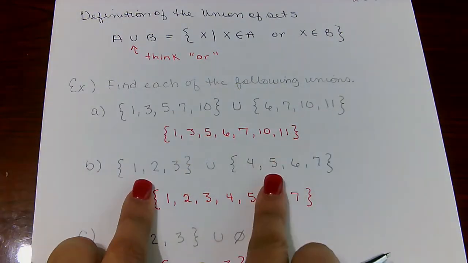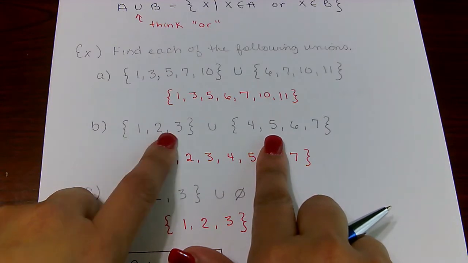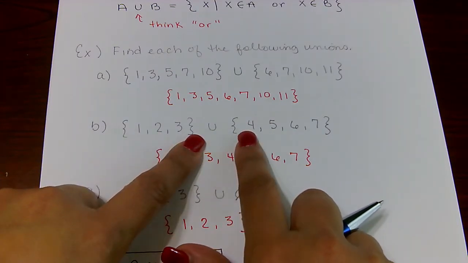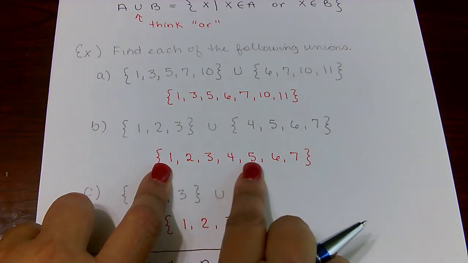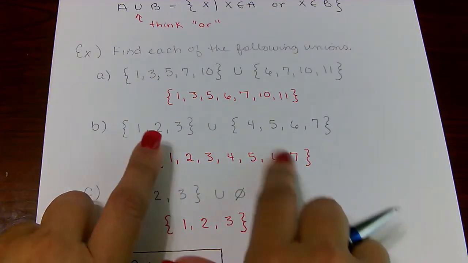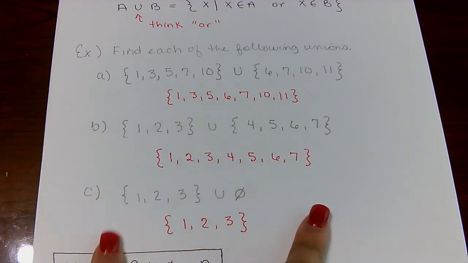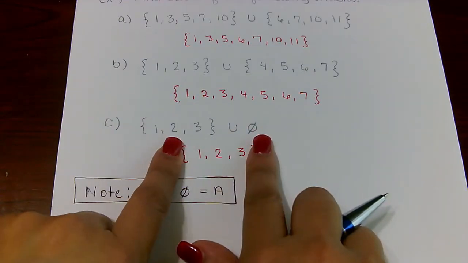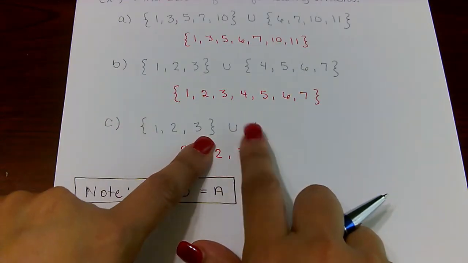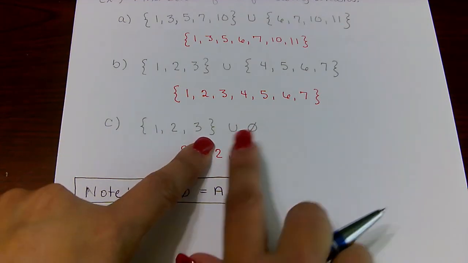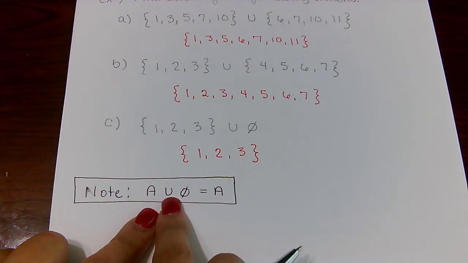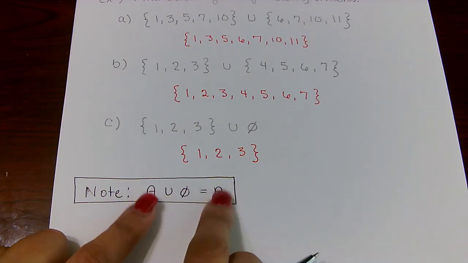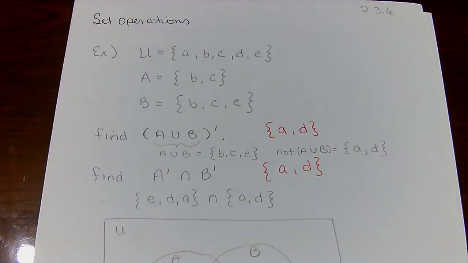Okay? Example 2. Here I have 1, 2, 3, or 4, 5, 6, 7. So I'm going to list 1, 2, 3, 4, 5, 6, 7. I'm happy with anything in either of these categories. Okay? Over here, it has 1, 2, 3, or an empty set. So I'm going to list everything in the first category, 1, 2, 3. Our note here is when you have the or, it's going to be everything in set A. Let's go ahead and look at the next one.